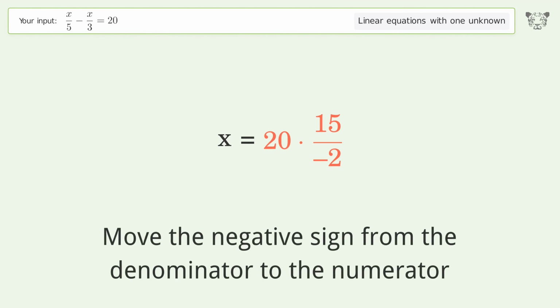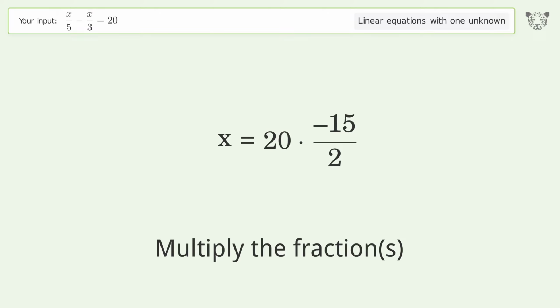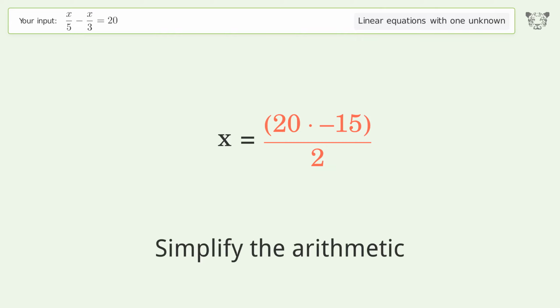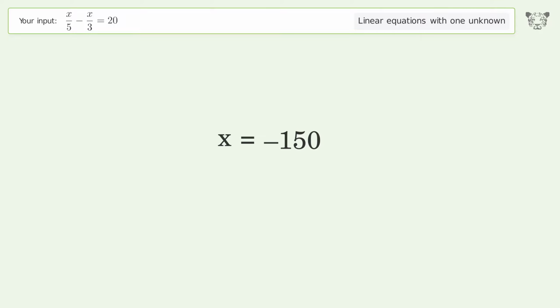Move the negative sign from the denominator to the numerator. Multiply the fractions. Simplify the arithmetic. And so the final result is x equals negative 150.